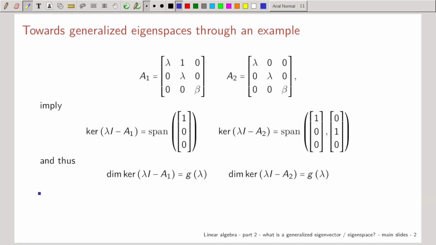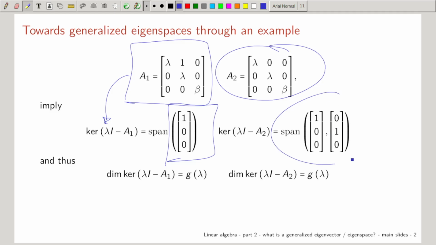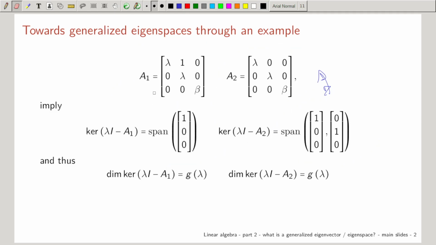So, we saw yesterday, I think, those two cases where we have lambda for A1 and lambda for A2. In both cases, lambda is an eigenvalue. In this case, this was the eigenspace associated to lambda. In this case, this was the eigenspace associated to lambda. Do we remember this, 1, 2, 3? We have to be together.